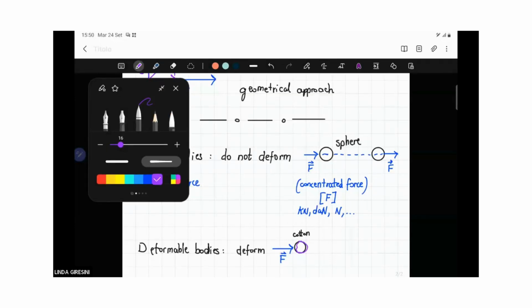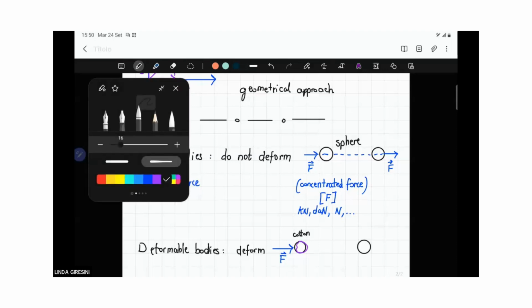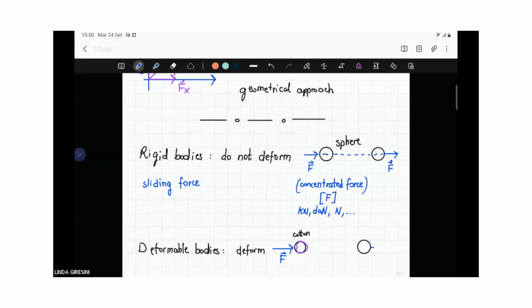And then if you take the same element with the same force, the same line of action, but applied to another point, it will deform in a different way, like this, for example. Okay? So in this case, it's very different. So only in rigid bodies can we translate the forces without changing the effect.